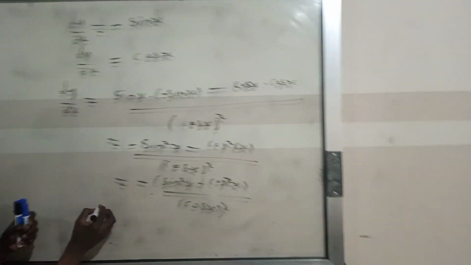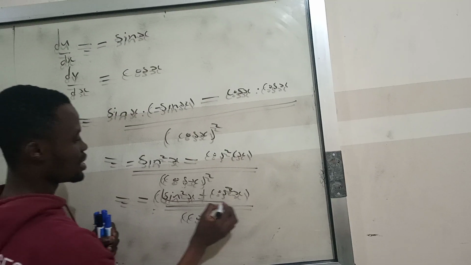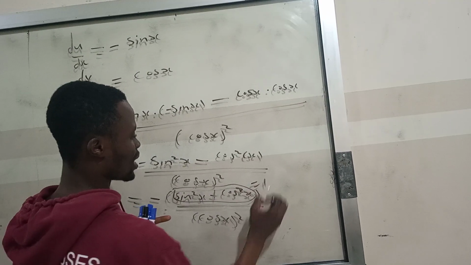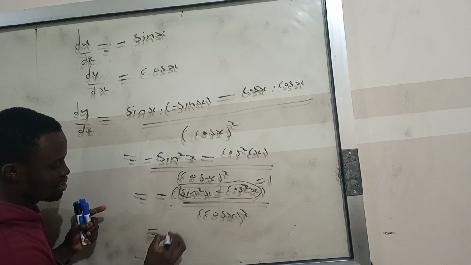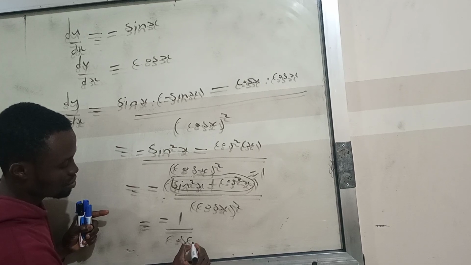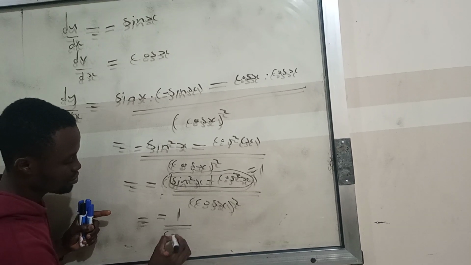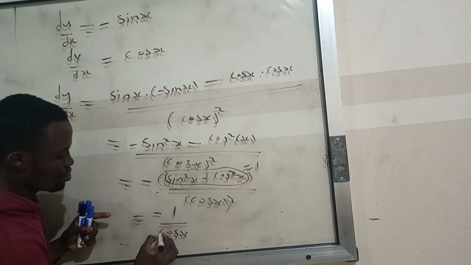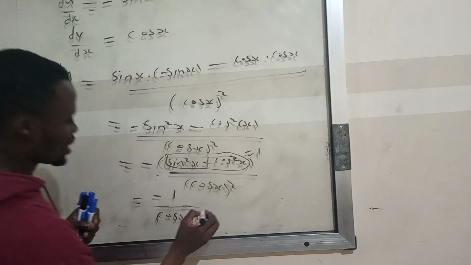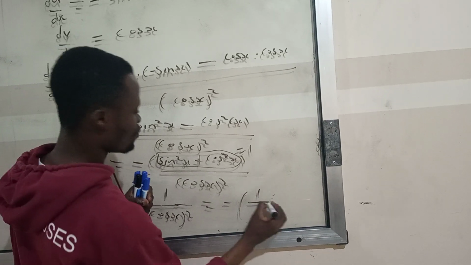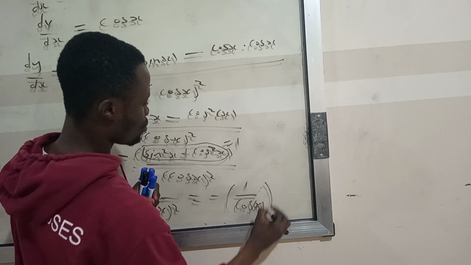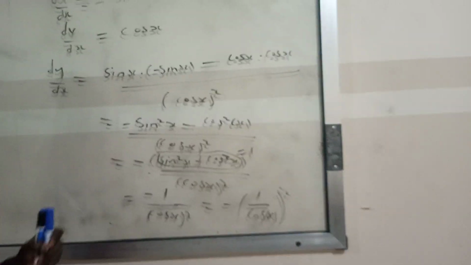But this whole term you see here, sin square x plus cos square x, is equal to 1 from trigonometry. So you can write it as negative 1 over sin x all squared.